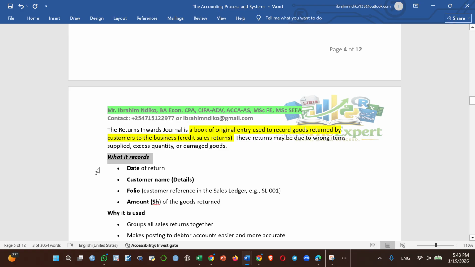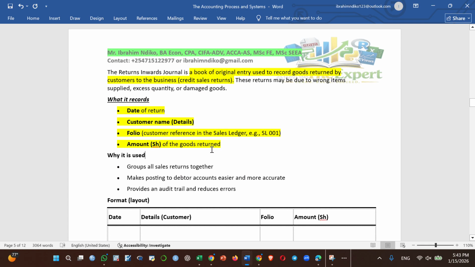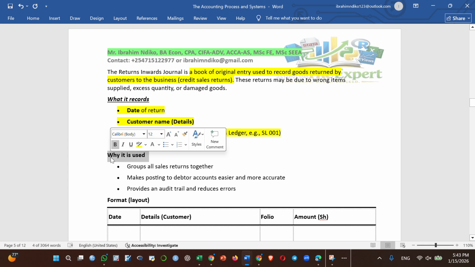So it records the same thing. It records the dates, the same thing that we have been talking about: the date, the detail, the folio, and the amount. And then why is it used, or why is it important?